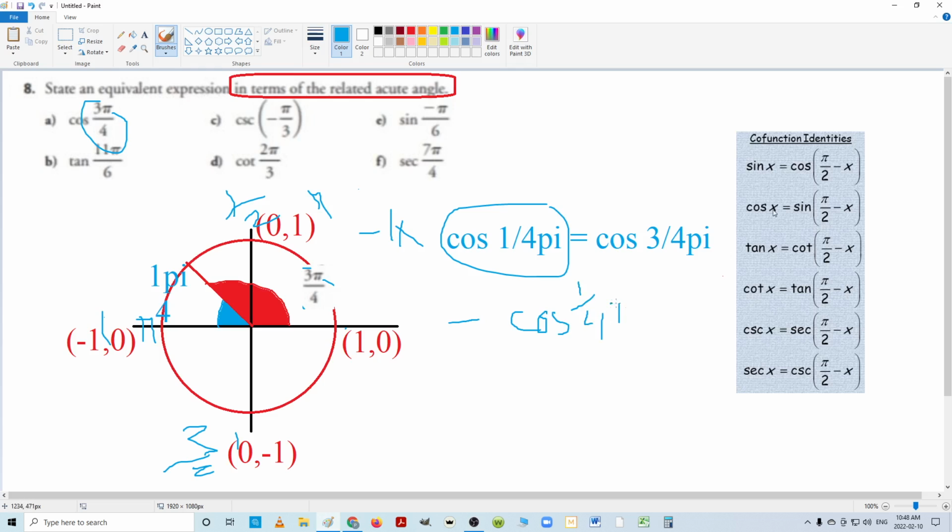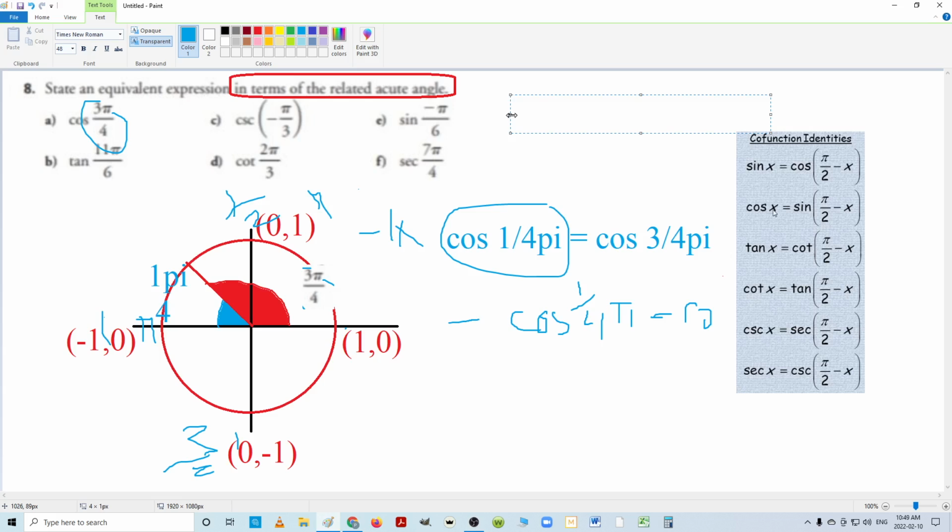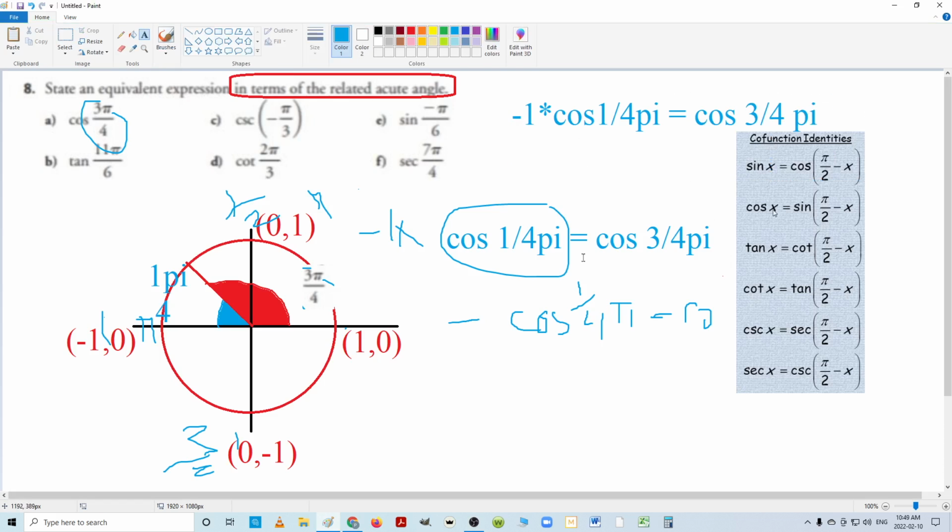So right there I have found an equivalent using my knowledge of CAST and my knowledge of the unit circle. That could be good enough for your teacher right there. So that means one of the equivalents for this one is -1 times cos 1/4 pi is equal to cos 3/4 pi. Right there, that's an equivalent. That's a totally legitimate answer to this equivalent. There's my acute angle. I've adjusted for CAST, and it's equivalent to this.